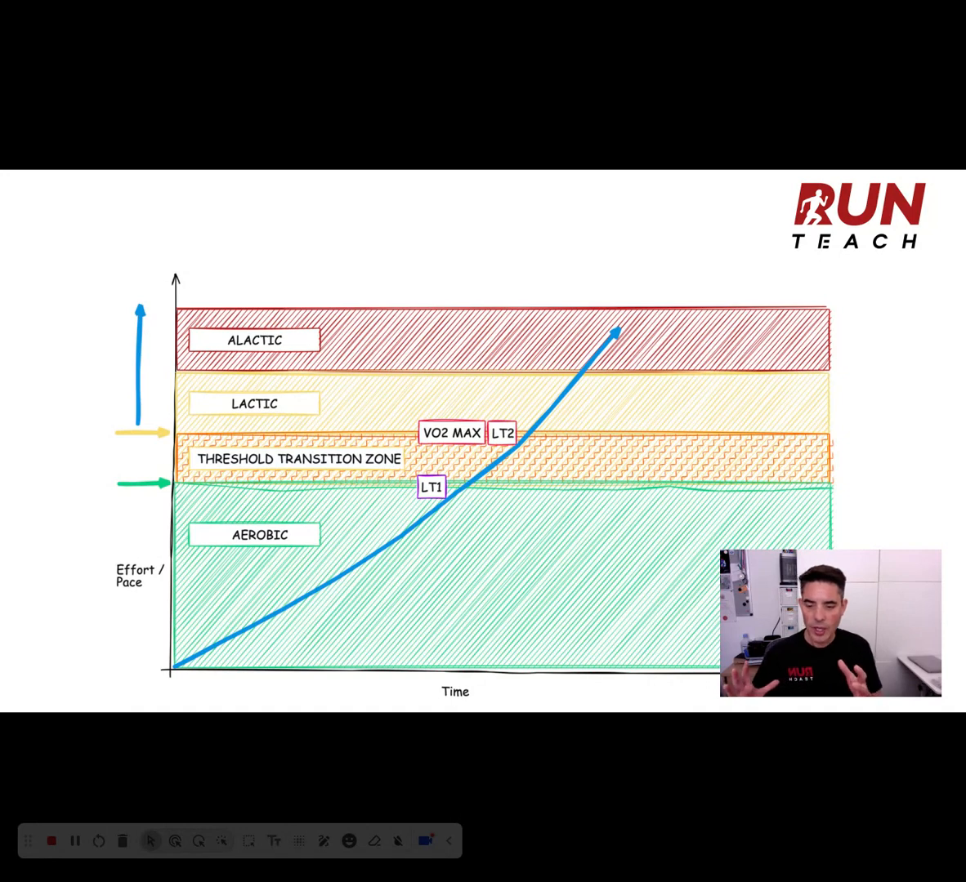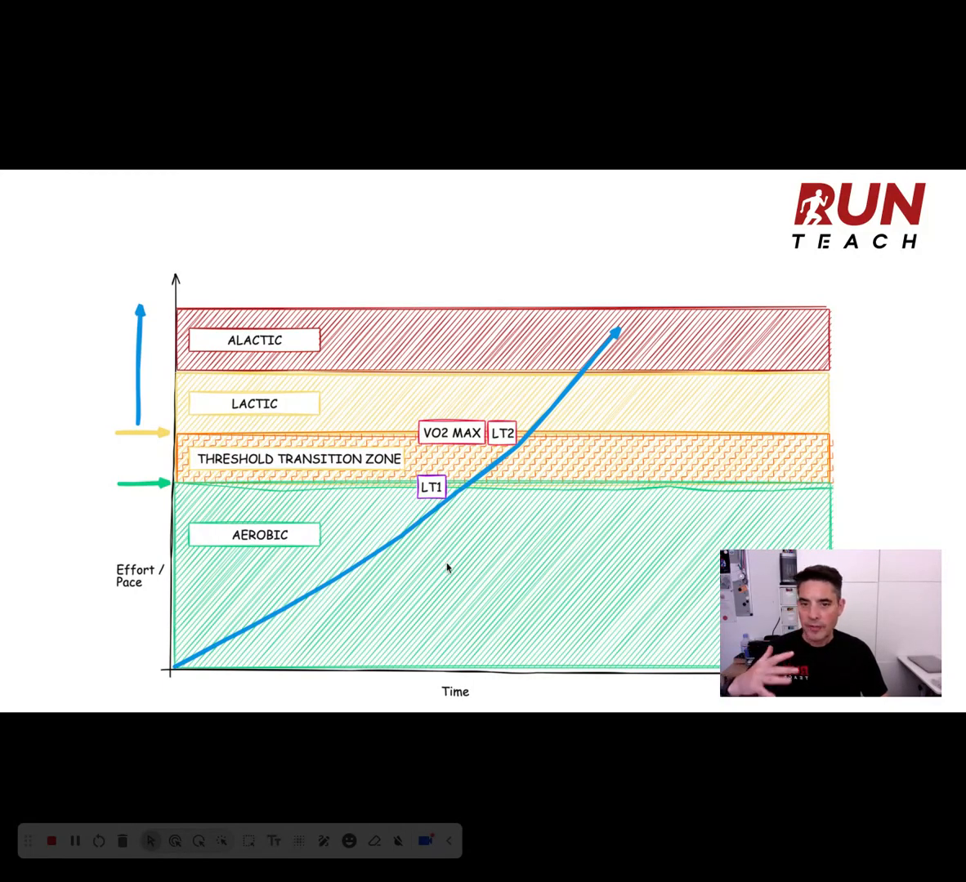So if your heart is not well trained to pump enough volume of blood round to get to your working muscles, then even if you're working at the top of here, over time it's got the same effect as hitting LT1, LT2. VO2 max is a similar type of point to LT2. VO2 max is the maximum volume of oxygen you can take in before you go anaerobic. So it's that same point.